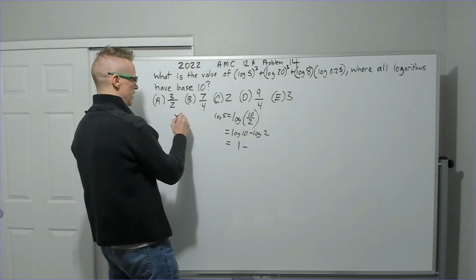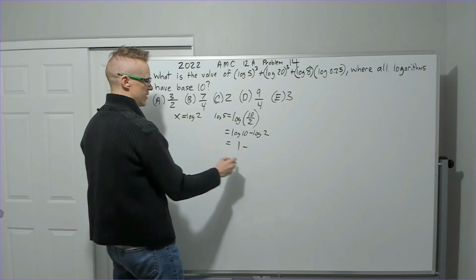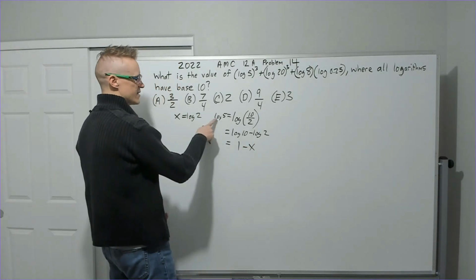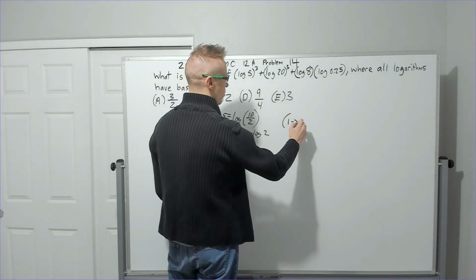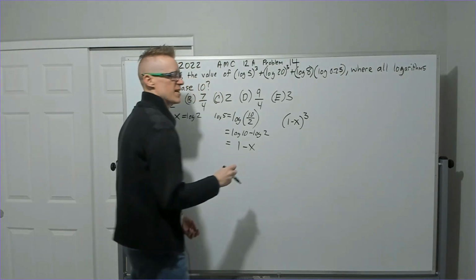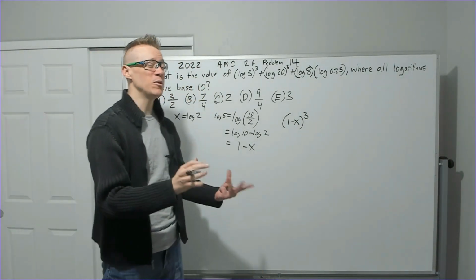I don't want to write log 2 anymore. Guess what? X is log 2. We've got 1 minus x is log 5. Let's plug this in and see what happens. 1 minus x cubed. See what happens.